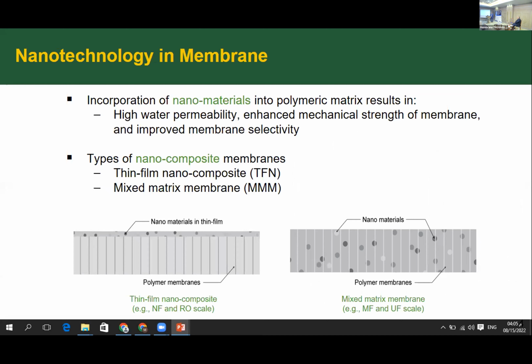Regarding the nanotechnology in membranes, you can incorporate nanomaterials into the polymeric matrix, and this would result in two different things: mainly high water permeability and enhanced mechanical strength of the membrane material, and it would also improve the membrane selectivity towards certain ions, so that you selectively remove certain ions from the water. And the types of the nanocomposite membranes are either thin film nanocomposites, or we call it TFN, or triple M.